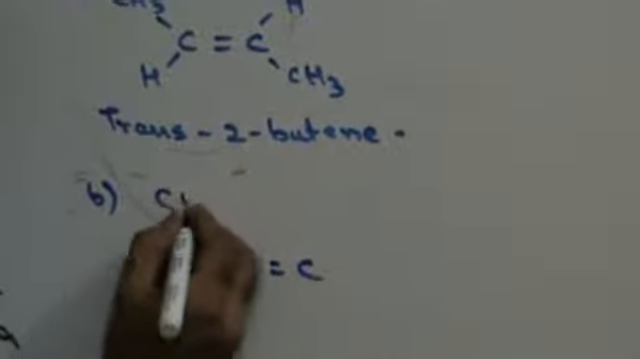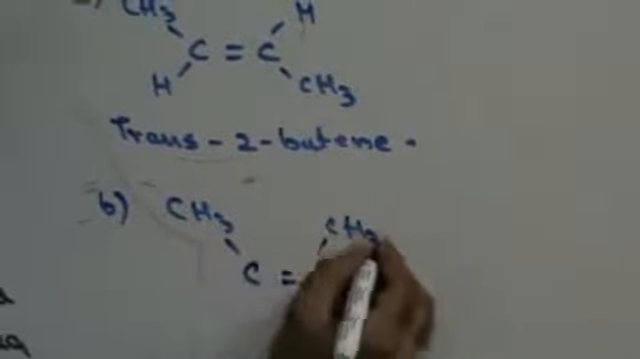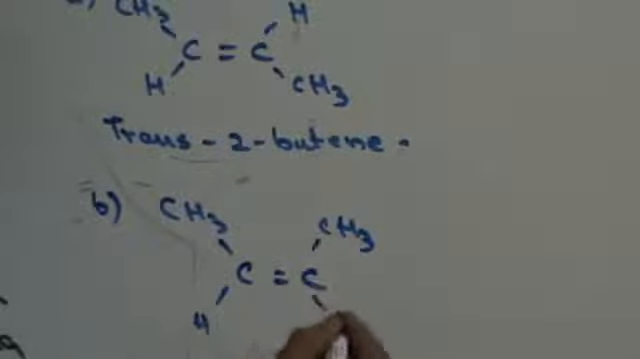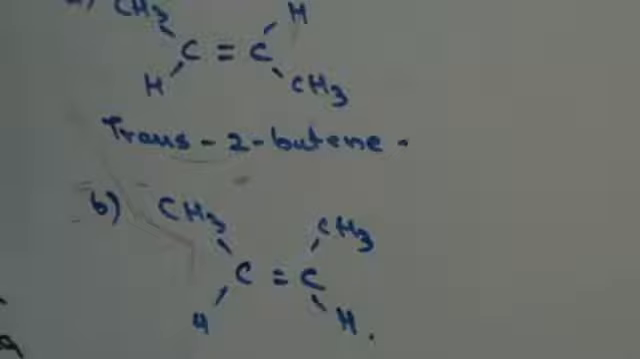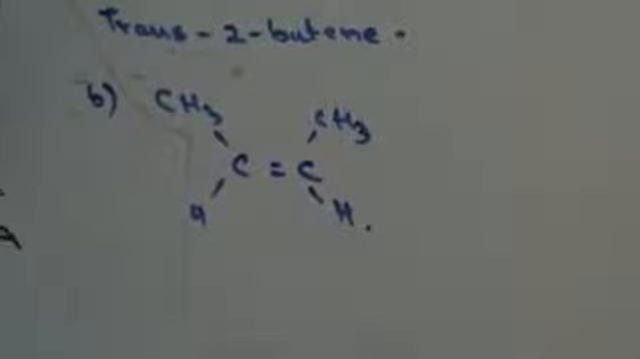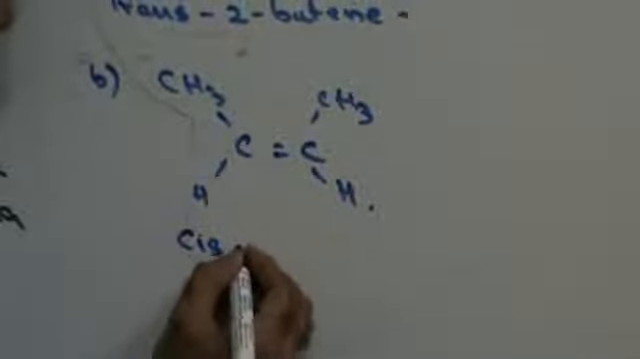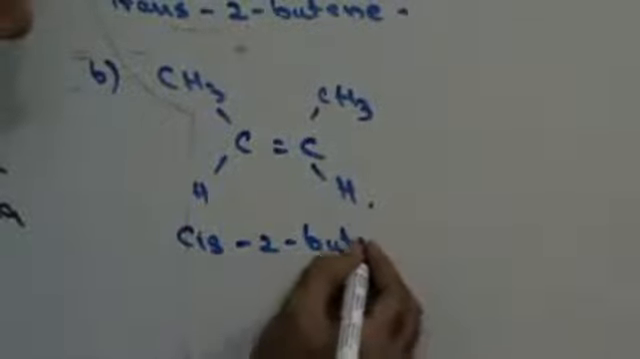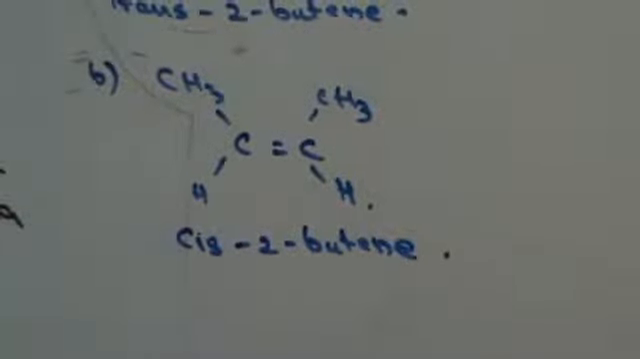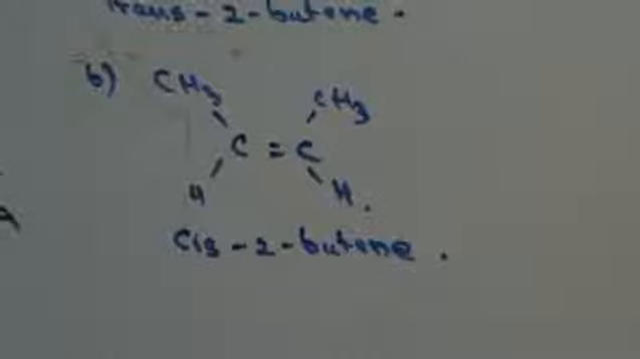Carbon-carbon double bond, CH3, CH3, H and H. Here, what we observe is that in this case, you have similar groups which lie on the same side of the double bond. Both the CH3 are on the same side of the double bond and both the H's are on the same side of the double bond. This is called the cis structure. So cis 2-butene. These are the two different types of geometrical isomerism that you have.